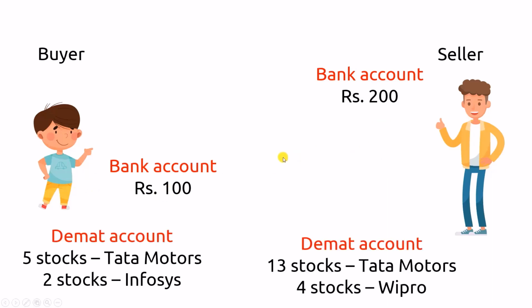Next, the Demat account reflects how many stocks this person owns. For example, this person owns 5 stocks of Tata Motors and 2 stocks of Infosys. So this is reflected in the Demat account. And in this person's Demat account, it says that he has 13 stocks of Tata Motors and 4 stocks of Wipro. So the stock details are reflected in the Demat account.